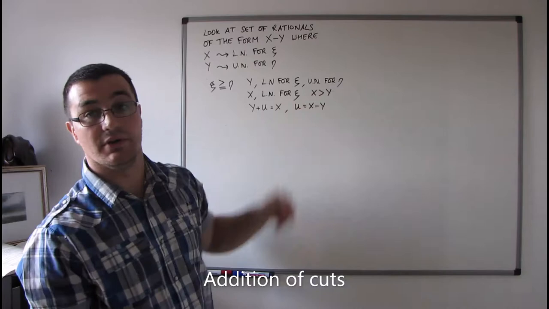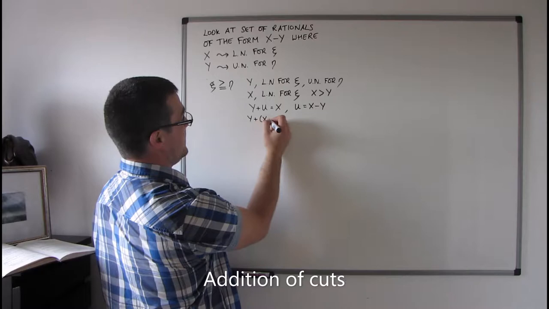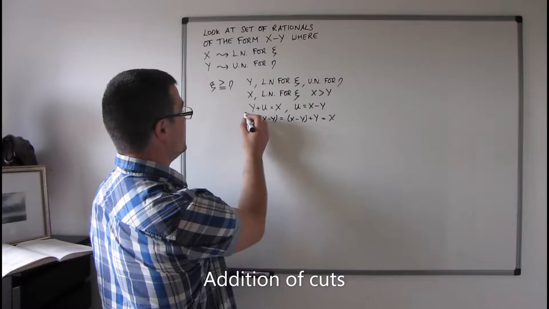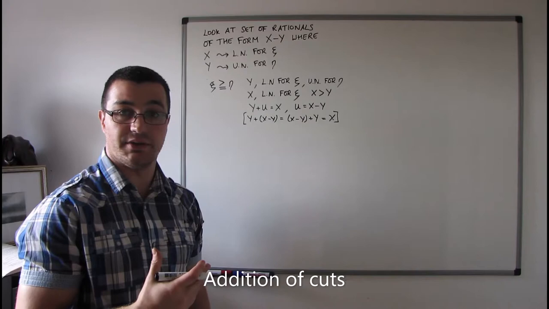Okay, and it's worth pointing out at this stage, just as a little aside, that y plus x minus y, or we could say x minus y plus y, is equal to x. So that's just a little thing that we're probably going to need to use in a second or two. Okay, so now we need to show that there is a rational number that is not contained in our set.